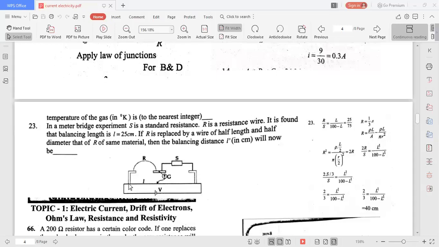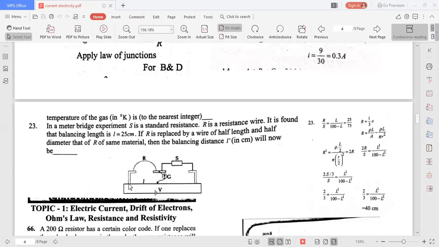Okay. In the first case, whenever the balance length is L, resistance in the left gap is R1 is equal to R and right gap resistance is S. Whenever in the left gap R is replaced by a wire of half the length, here R1 is equal to R. Next, what is the balancing length L dash?